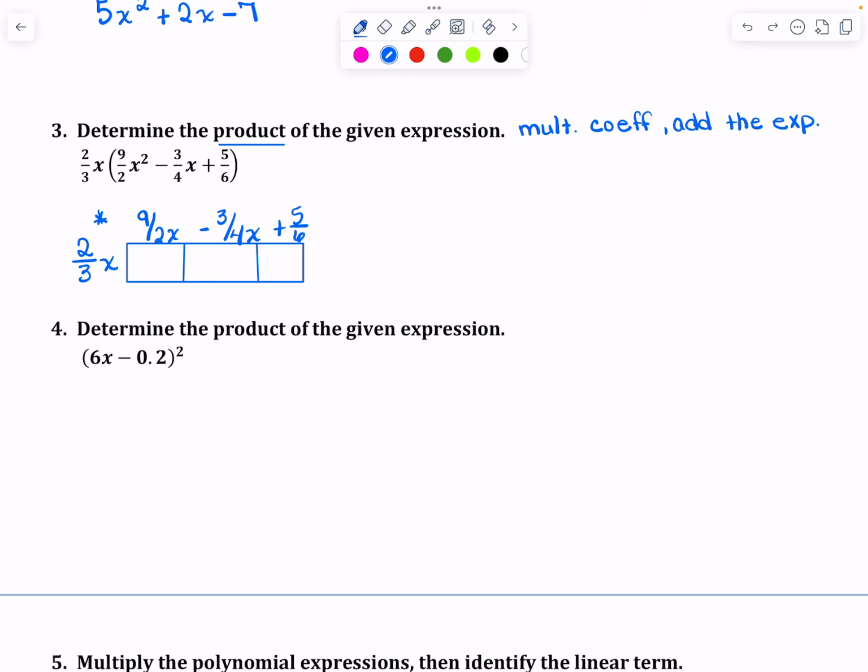Move that one over just a tad. All right, so we've got our monomial times our trinomial. So for this one here, 2/3 x times 9/2 x, sorry, this is x squared. 2/3 x times 9/2 x, using our calculator, or we can look for a common denominator, we will get 3x, 2 there, 1 here, gives me x to the third.